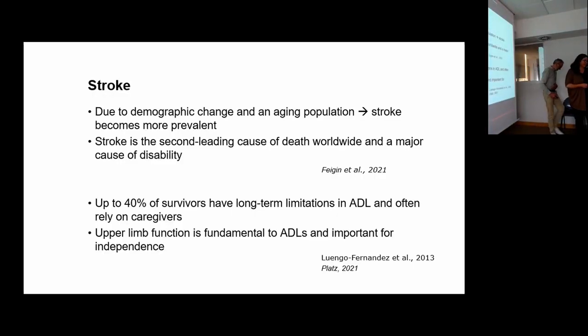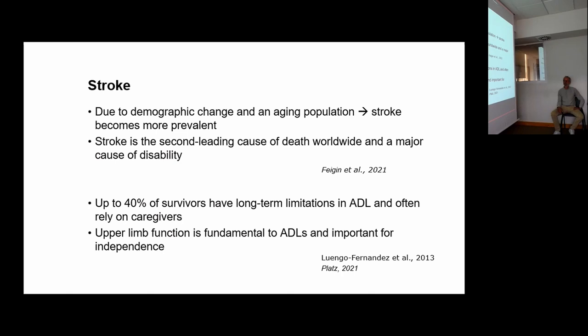From the rehab project, we focused on the neurological disease stroke, because this is the most common neurological disease that we see in neurorehabilitation. And because of the demographic change and the aging society, this will not get less over time. So we will see more and more patients after a stroke, so the prevalence will increase over time. And stroke, and these are really quite new data, is the second leading cause of death worldwide, and one of the major causes of disability.